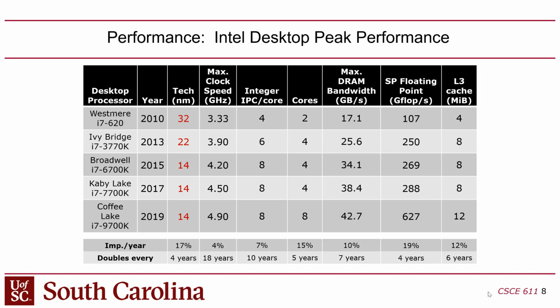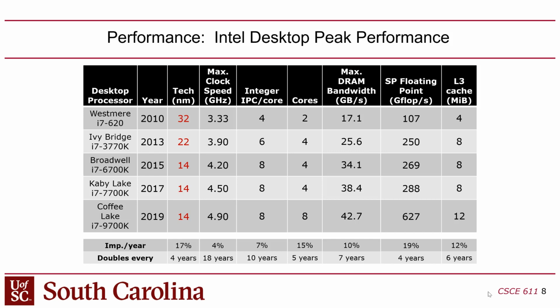So you can track the technology from 32 nanometers down to 14 nanometers. That's only a 17% improvement per year over 10 years. That would double every 4 years. Keep in mind that this technology node is only one side of a two-dimensional area on the chip, so the scaling factor is the square of that. Max clock rate is kind of doubling every 18 years at this point. Integer instructions per cycle per core, doubling every 10 years. Core count is doubling every 5 years.